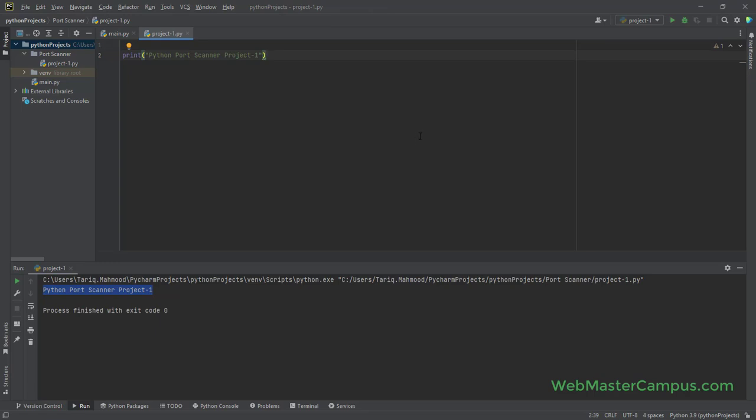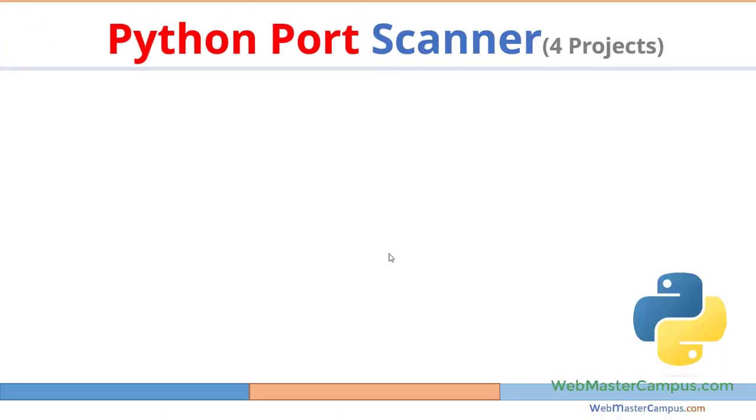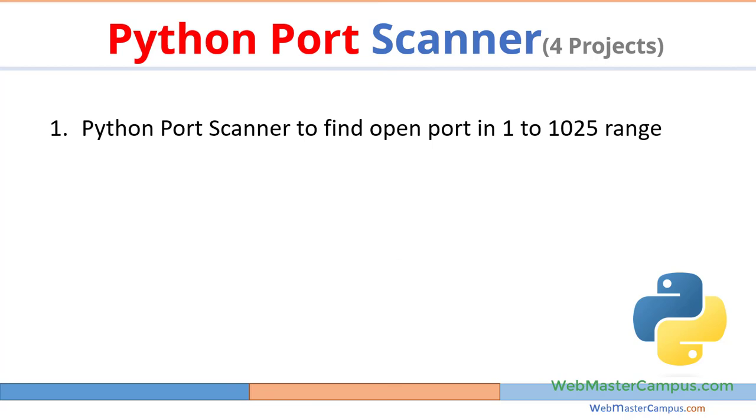Before we get started, let's see the requirements of our project. The first requirement is that we are going to develop a Python port scanner to find open ports in the 1 to 1025 range. We are not going to scan all of the ports, which is more than 65,000. You will get the basic idea of how you can scan a computer or a system on a network to find vulnerabilities. You can easily scan and find all the open ports that are available.